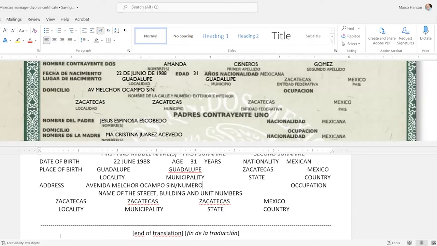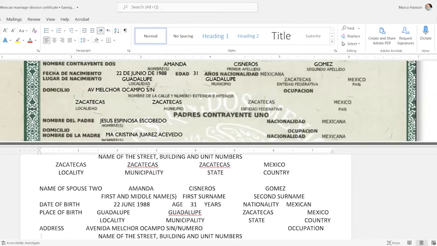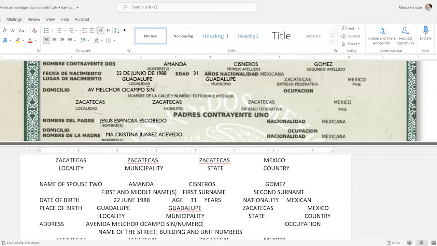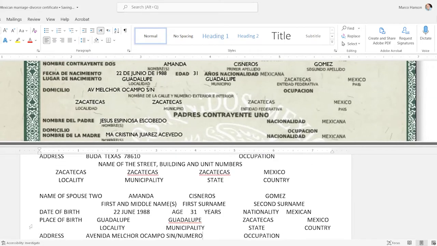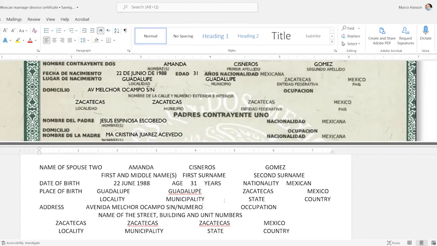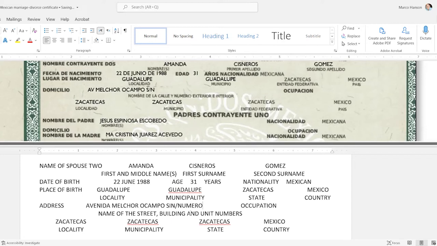But since it's an address, nobody really cares what the address is. Once in a while, if it's an odd address that we think isn't going to make sense to the recipient, we'll put address in brackets, and then we'll just leave the address in the source language and retype it, because it doesn't matter that that means avenue and that means no number in the context of this transaction.